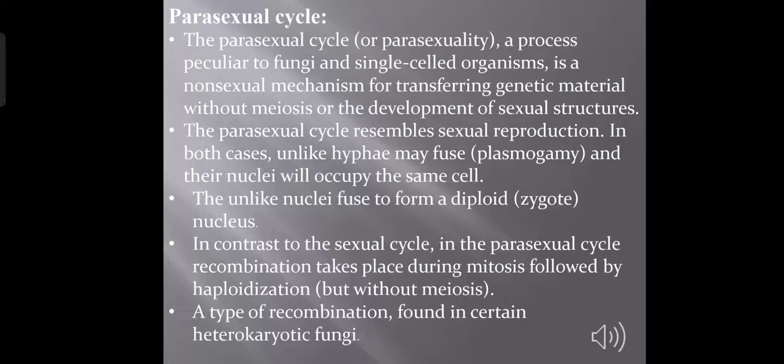In both cases, unlike hyphae may fuse and the nuclei will occupy the same cell. The unlike nuclei fuse to form a diploid nucleus. In contrast to the sexual cycle, in the parasexual cycle recombination takes place during mitosis, followed by haploidization, a type of recombination found in certain heterokaryotic fungi.